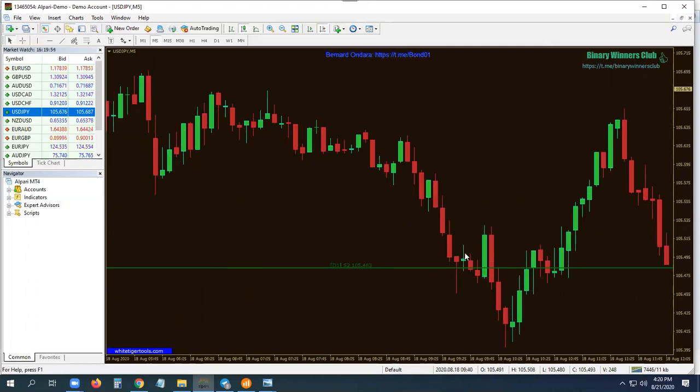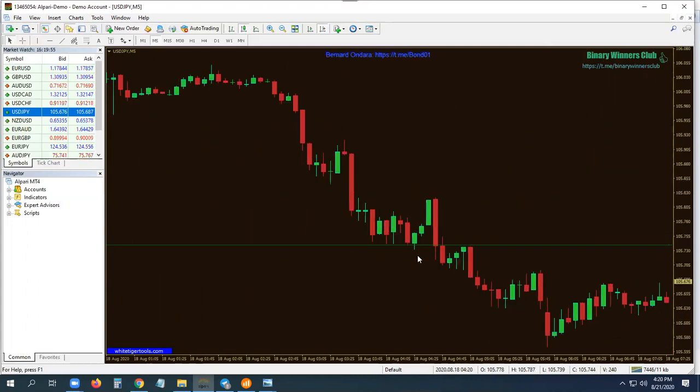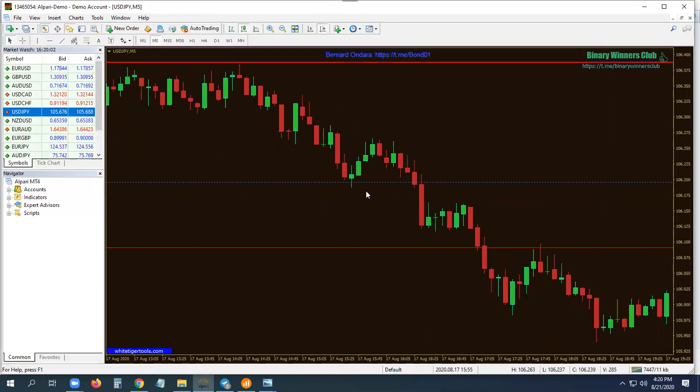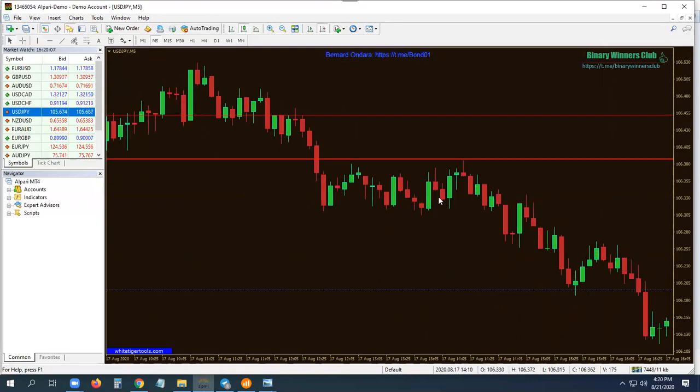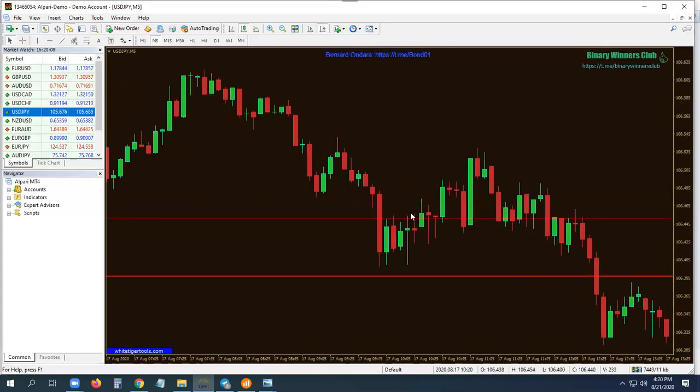Rejection, you trade the next one. Close at support, you call. Rejection, you call. This is not even a touch, so I would wait until it touches. I don't want to trade before the candle touches.